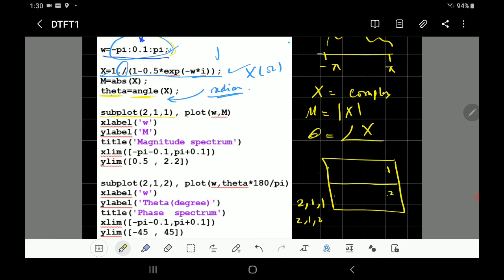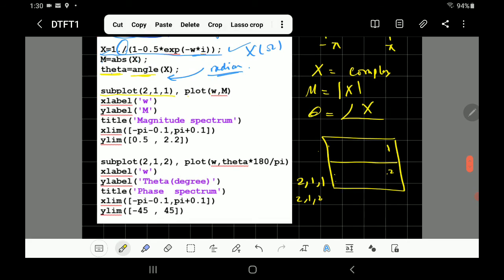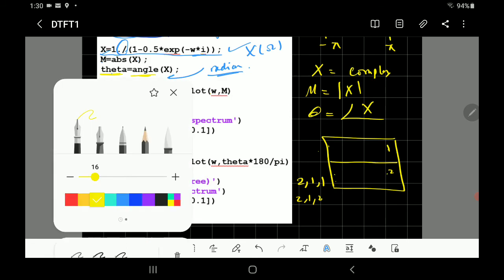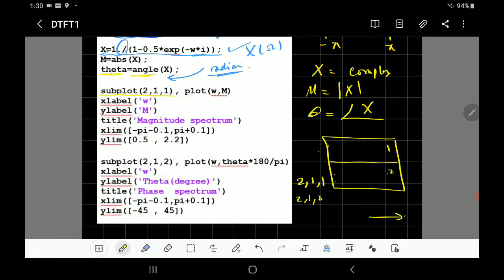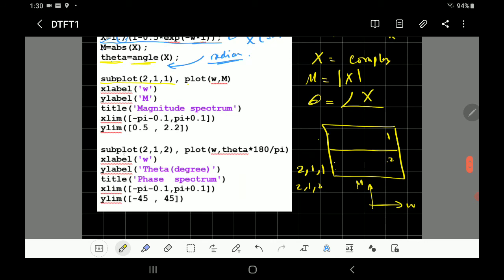I'm going to plot omega on the x-axis, and this one will be the magnitude. Then you do the labels and all the things, and the limits. And now we are going to subplot for the second screen and sketch there.